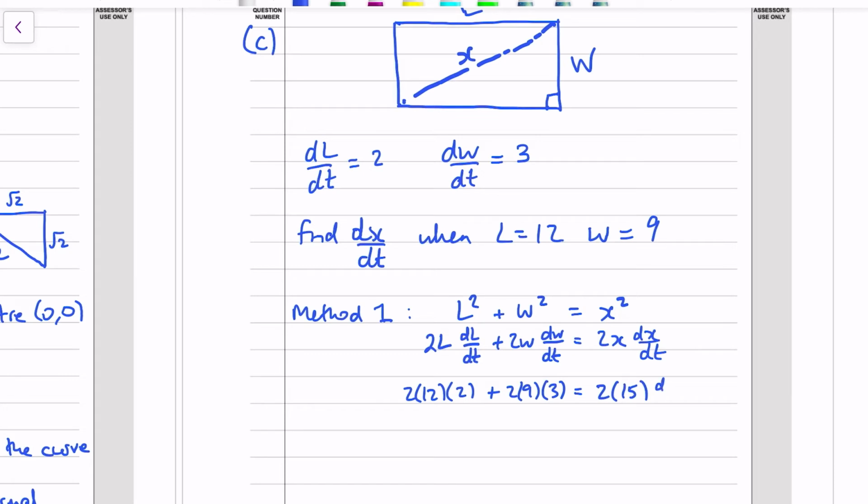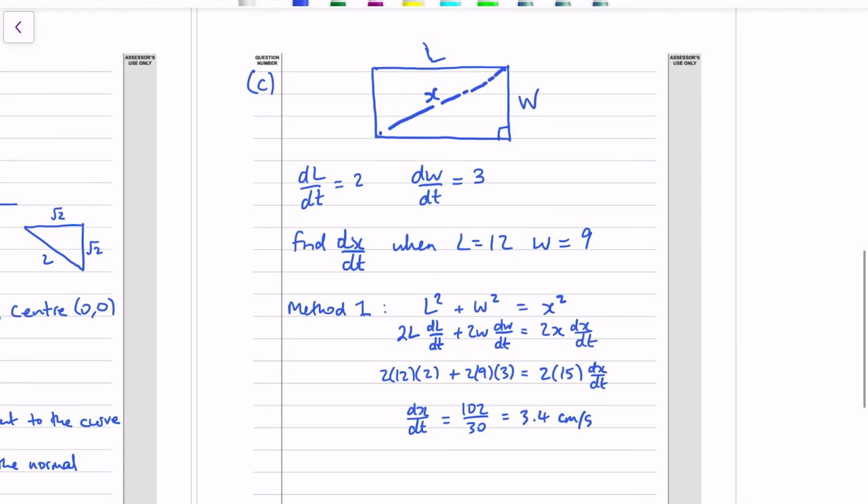And dx/dt is the thing we're trying to find. So we can go dx/dt. We can work out that whole stuff on the left-hand side, and then divide by 2 times 15. We get 3.4 centimeters per second. So that turns out that's actually the answer. It's a very quick way of doing it.